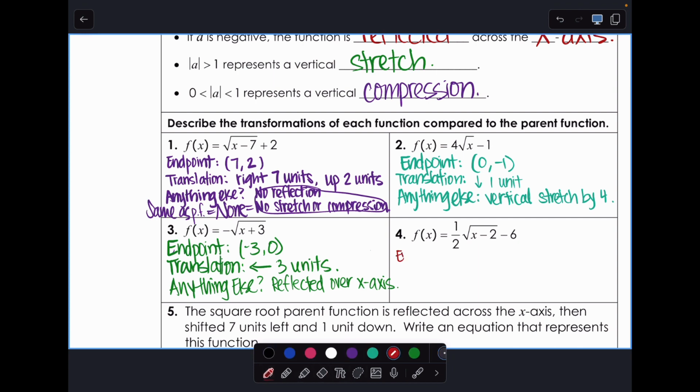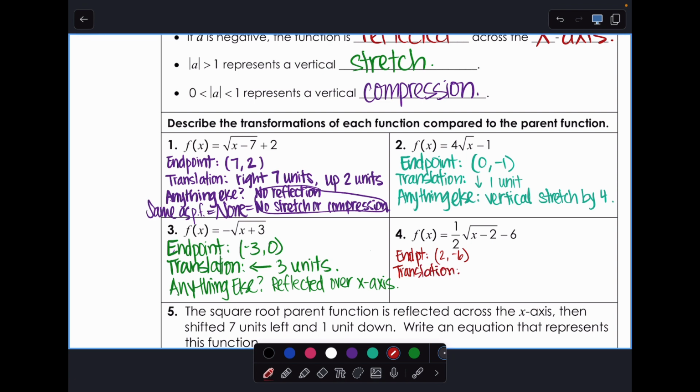Okay, what's the endpoint? Let's have someone who is falling asleep on me answer. Parin? Endpoint would be negative 2, negative 6. You got it. See, even if it's sleepiness, my students are paying attention. I love it.